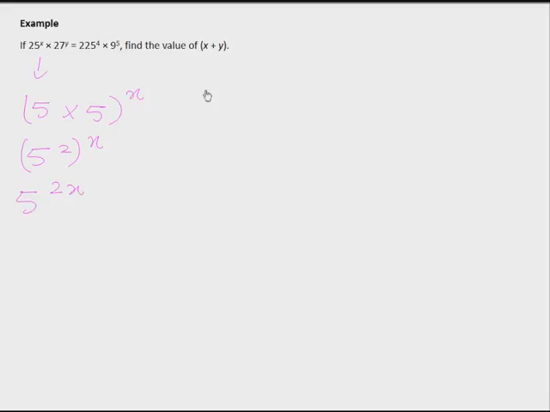How about 27 raised to y? 27 raised to y is 3 times 3 times 3 raised to y, which is 3 cubed raised to y, which is 3 raised to 3y. So you see, I have my prime factorization of 25 raised to x times 27 raised to y.